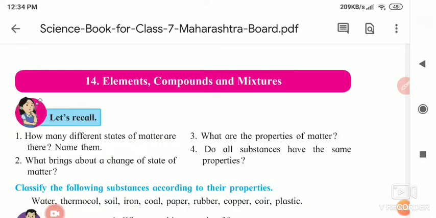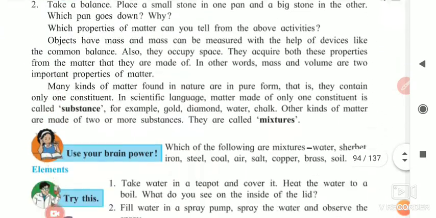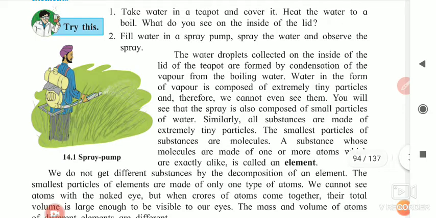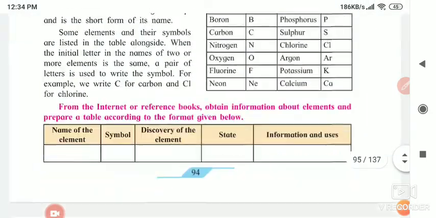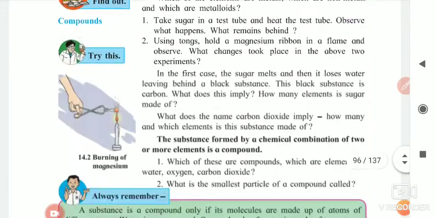Hello students, lesson number 14: elements, compounds and mixtures. We have started this lesson and three lectures may be over. Now we will see the next part of the lesson.